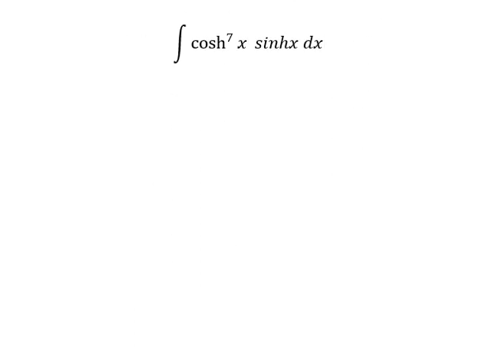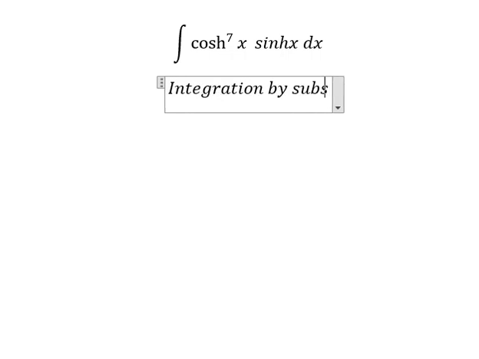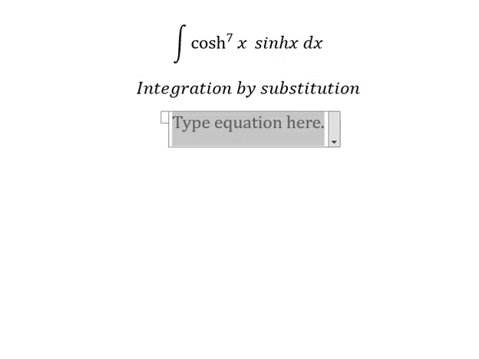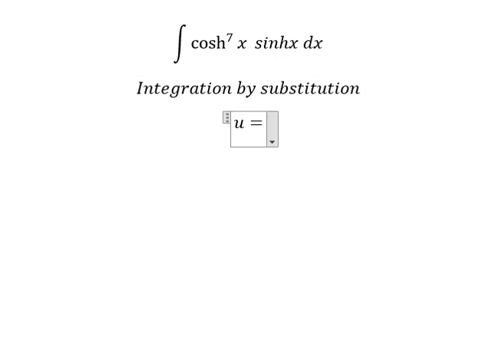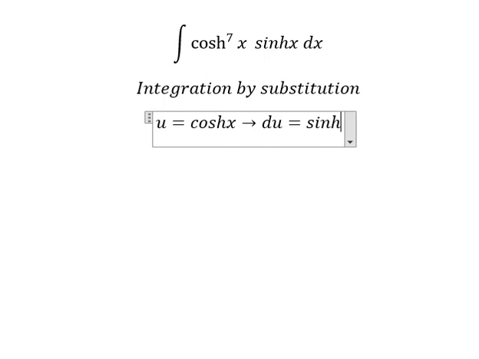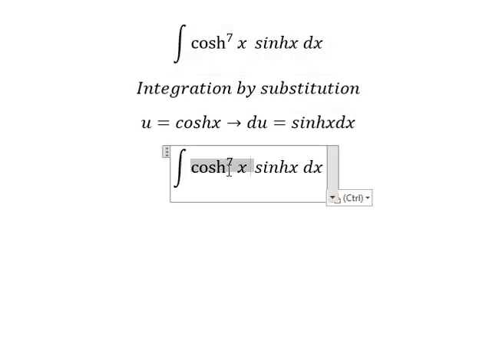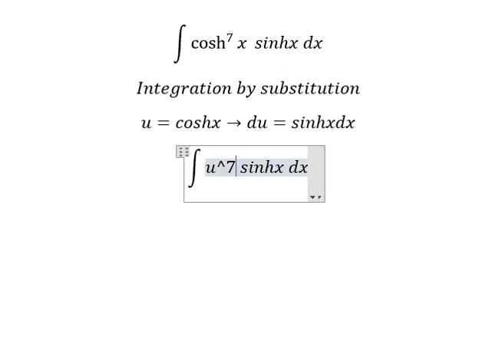Now let's go to the next one. We can use integration by substitution. So I will put u equals cosh x. Later we need to do the first derivative for both sides, and we have it like this. This one we change for u. This one that is du.